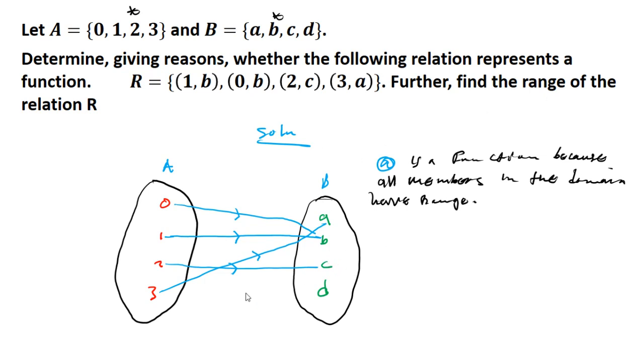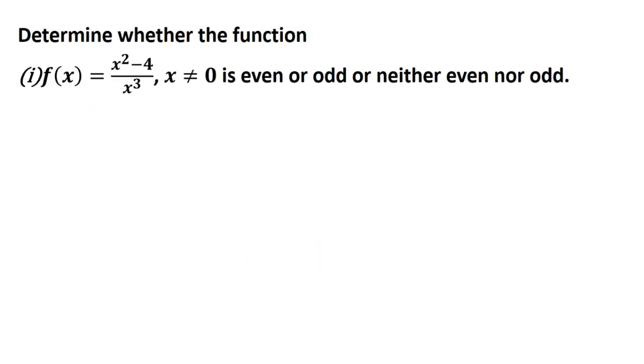Find the range of the relation. If you look at the range of the relation, you just pick up these guys which are there. The range of the relation is just A, and then you also have B there, and you also have C. So these are the range of this particular relation. Remember, D has no input or domain.